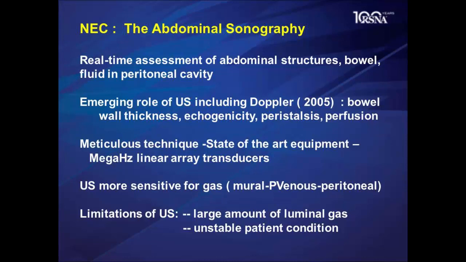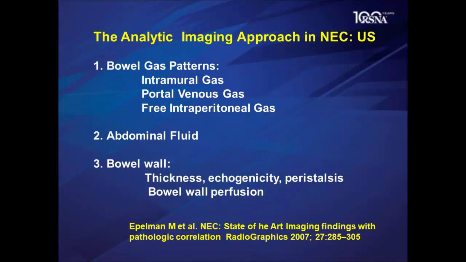So this paper shows nicely the physiopathology and also puts the emphasis on the ultrasound analytic imaging in case of necrotizing enterocolitis. If you put a grid, those items have to be searched systematically. Gas in the wall, portal venous gas, and the free peritoneal gas, which we recognize. The abdominal fluid, anechoic or echogenic, and the status of the bowel wall. Its thickness, is it echogenic? Are the bowel moving? And the perfusion on color Doppler.